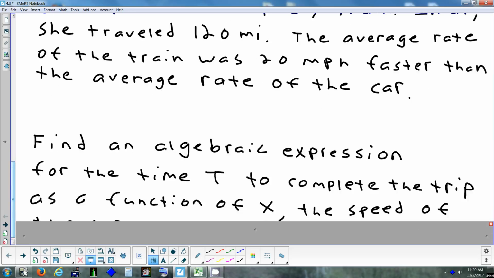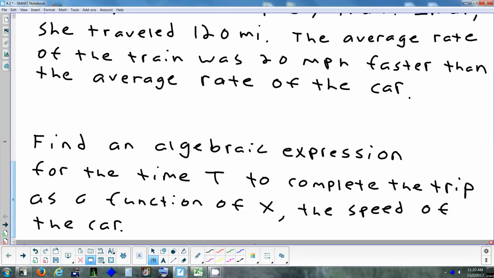Okay, so find an equation for the time it takes to complete the trip, and the variable I want you to use is x, and x will represent the speed of the car, not the train. But if we know that the train is 20 miles per hour faster than the car, and the car is x, we can figure out the speed of the train using an x. So we'll come back to that.